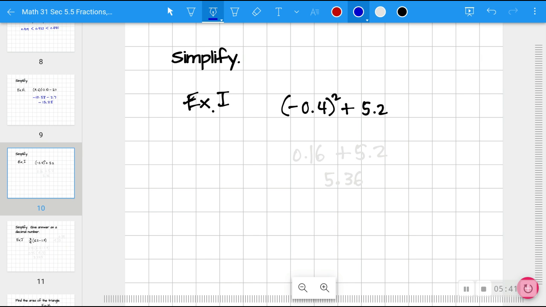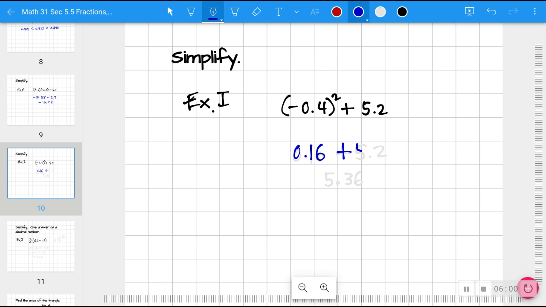Okay, exponents is a higher priority than adding, so you're going to type parenthesis negative 0.4 parentheses squared. In other words, you're going to make sure that the negative is inside the parentheses, otherwise it doesn't give you the answer you want.